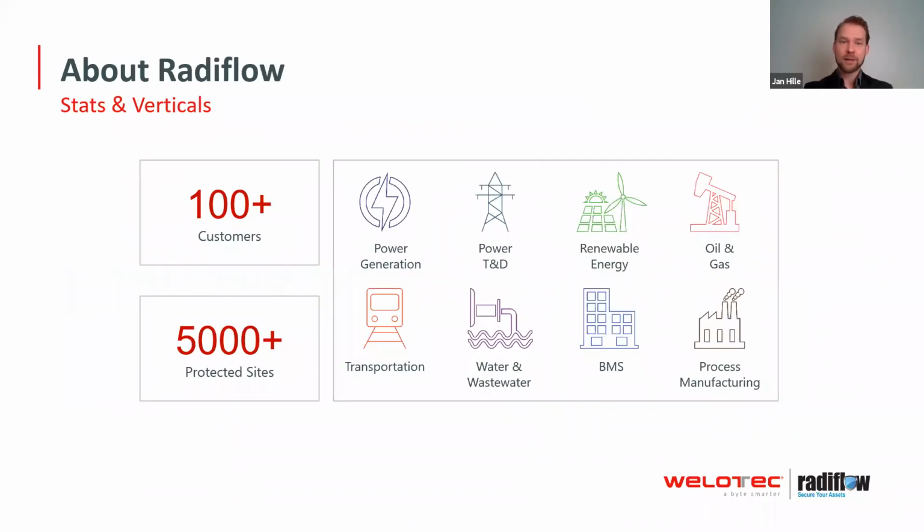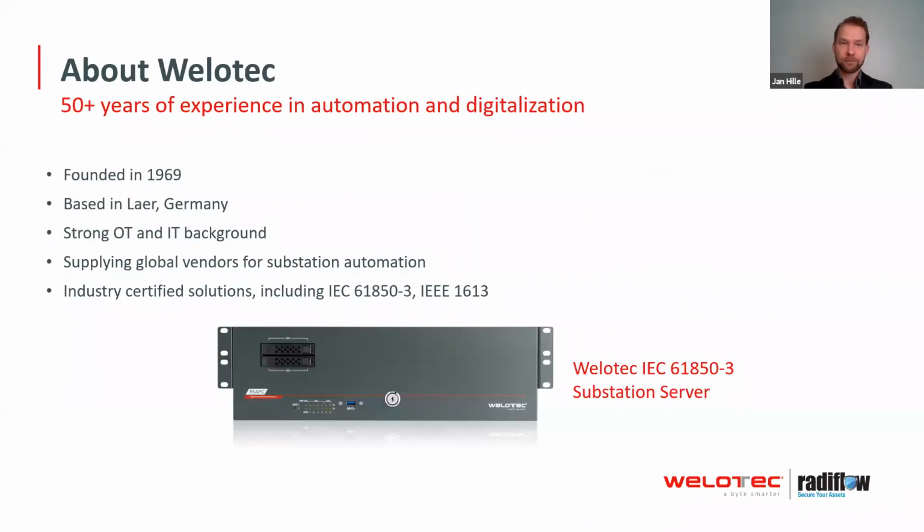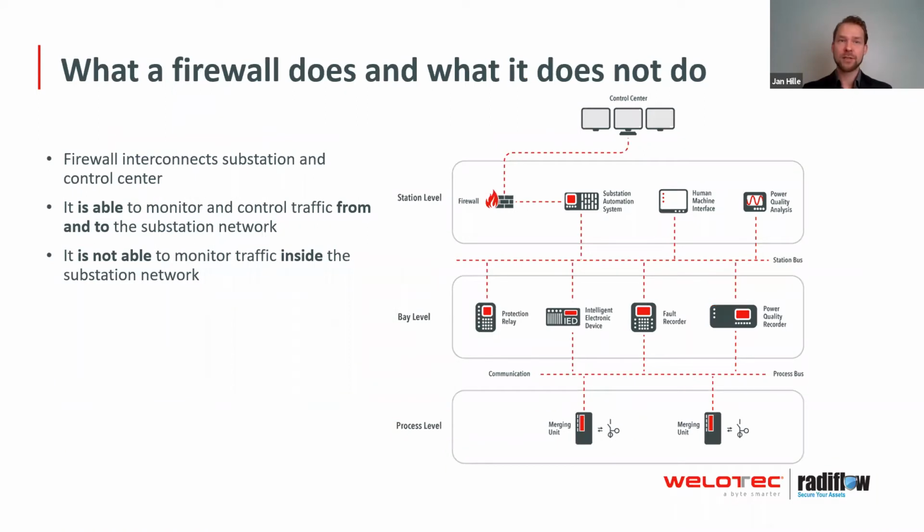Now I would like to take a short look onto a substation network and the typical tasks of a firewall in such a substation network. Here you can see a sample of a network layout of a digital substation. You see a variety of devices through the different levels, down from the process level over the bay or field level up to the station level. And these devices are all using different communication methods and different communication protocols.